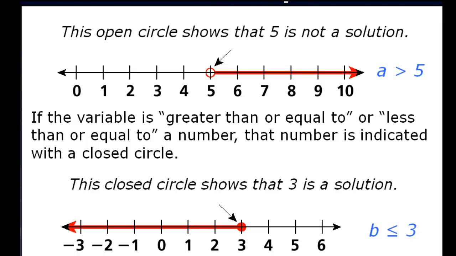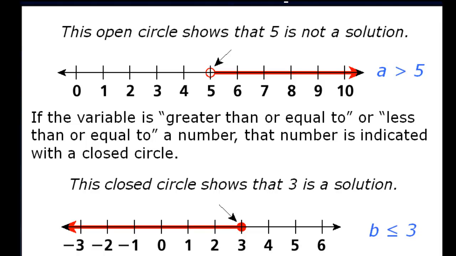So here, A is greater than 5, so the open circle shows that 5 is not a solution, but any number more than 5 is a solution. Any number, for example 5.1, is a solution. We come here and remove A and put 5.1, so 5.1 is greater than 5. This is clear. 5.01 is also greater than 5. So any number more than 5 but not exactly 5. That is the meaning of the open circle.